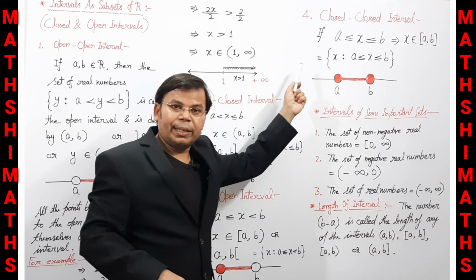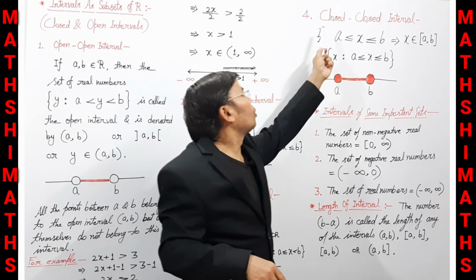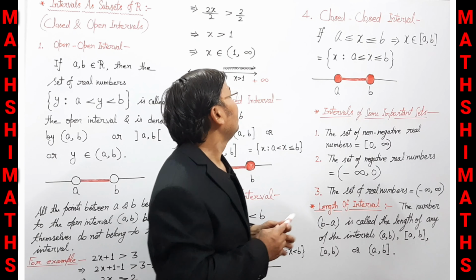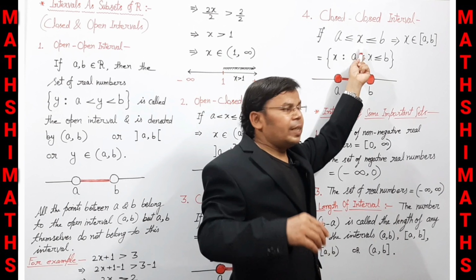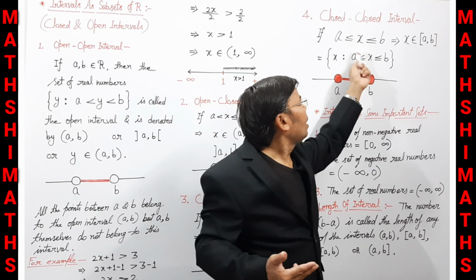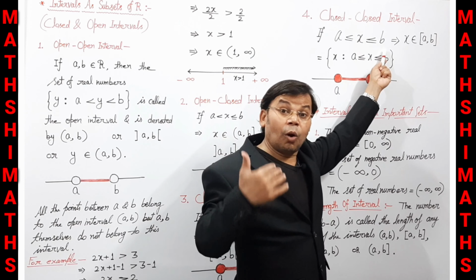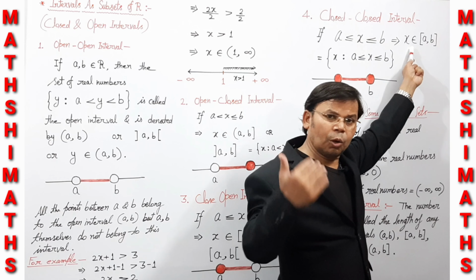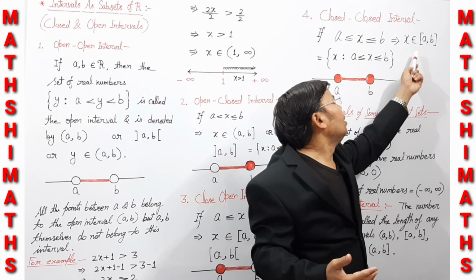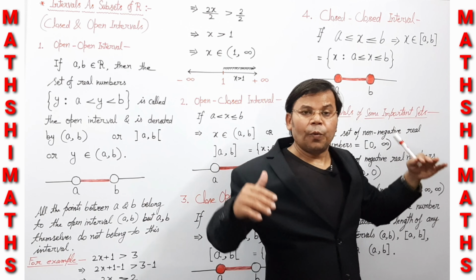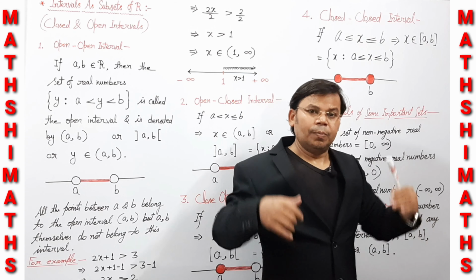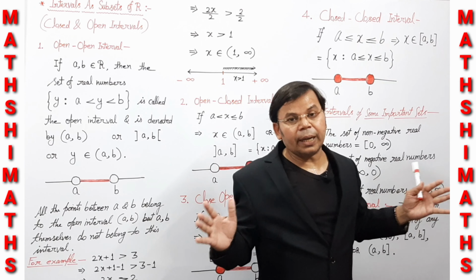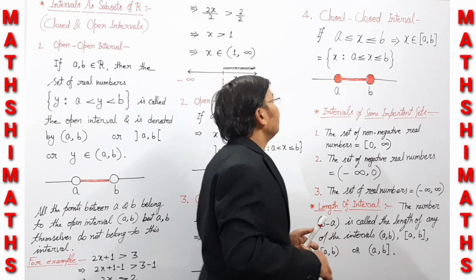Now try to understand the fourth interval, the closed-closed interval. If x is greater than or equal to A and less than or equal to B, it implies that x belongs to the closed-closed interval. X belongs to [A, B], where A is included, B is also included, and all the values between A and B are also included.